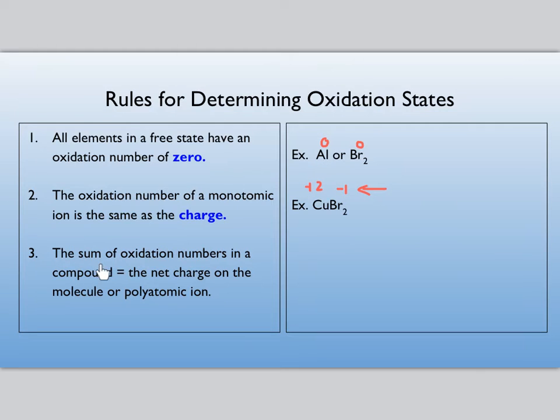Rule 3 says the sum of oxidation numbers in a compound has to equal the net charge on the molecule or polyatomic ion. This means that the oxidation states of the elements in water have to add to 0, and the oxidation states of phosphorus and oxygen in this PO4 polyatomic ion have to add to negative 3.